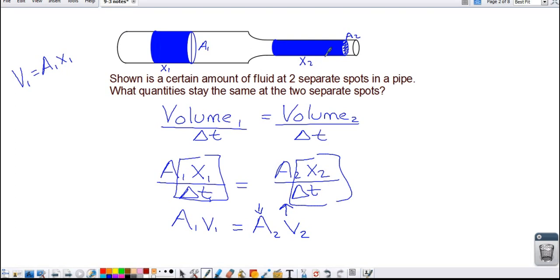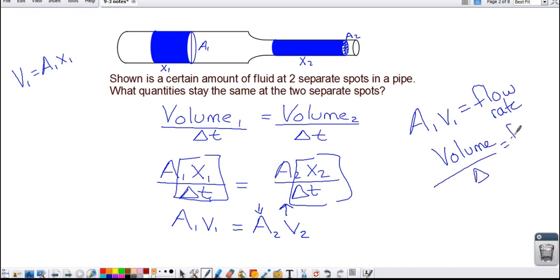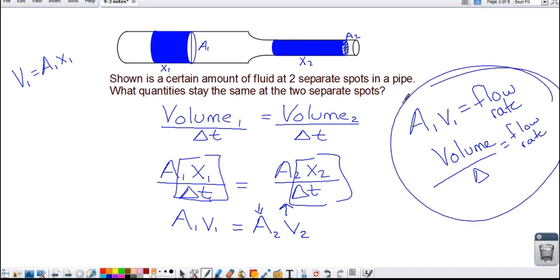Now we call the cross-sectional area times the speed the flow rate. Sometimes we write that also as the volume divided by the time. That is also the flow rate. Again, we took this equation and turned it into that one.